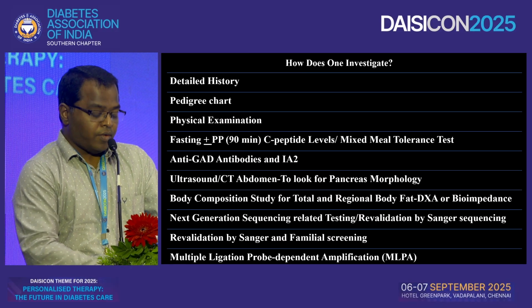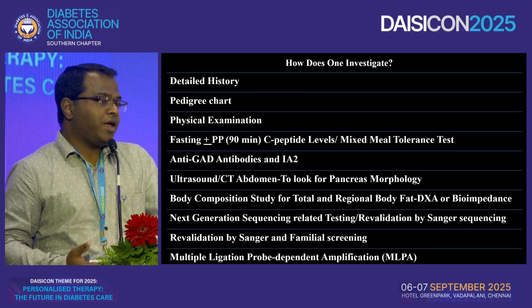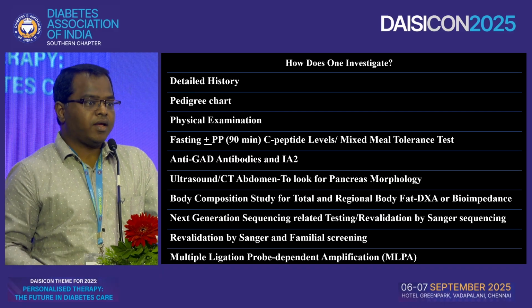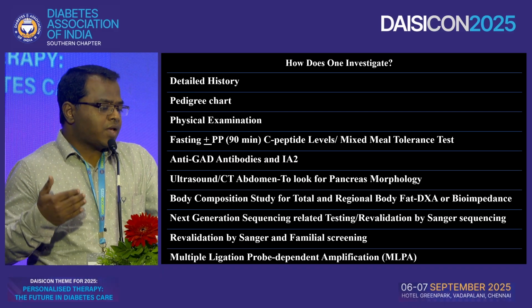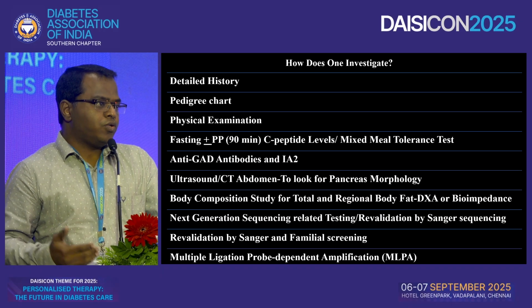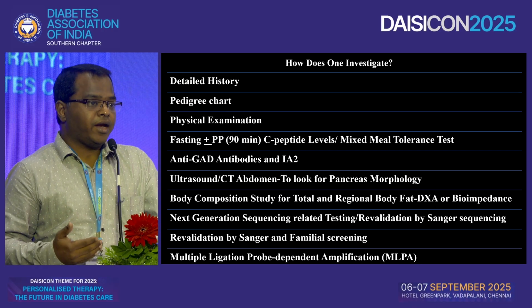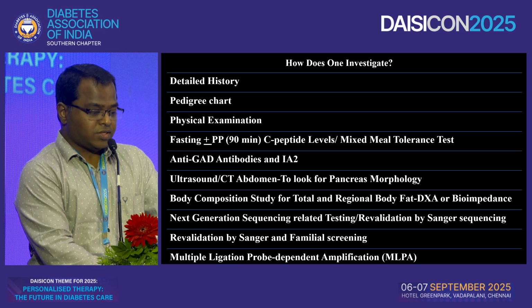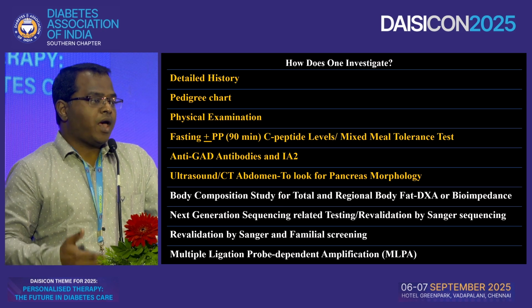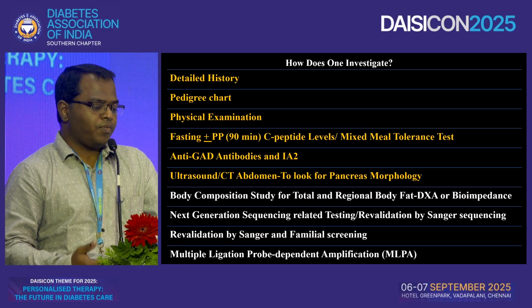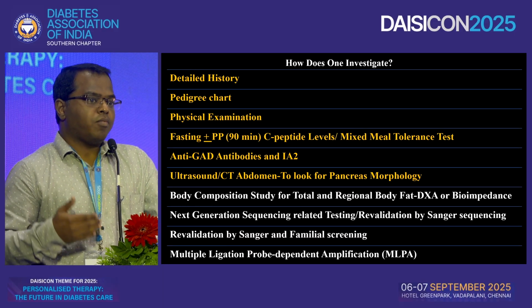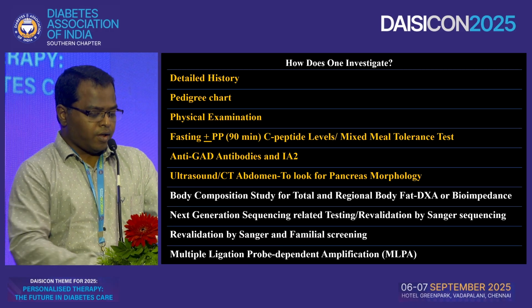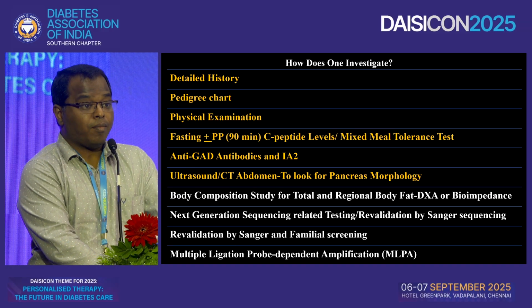Similarly, if you really want to look at any patient who is less than 18.5 kilogram per meter square and having diabetes, we should have a clear history, pedigree charting, physical examination, and subtle investigations like C-peptide, if you are able to do a mixed meal tolerance test, and anti-GAD antibody. These are a must. And of late, ultrasound plays a major role because it gives enough evidence about pancreas morphology. If you have enough of a support system, you can go further, looking at body composition, next generation sequencing to look at monogenic diabetes and revalidation, and if you have to go further, you could do an MLPA also.